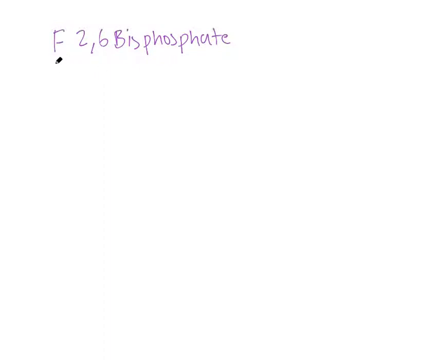So what's the difference between fructose 2,6-bisphosphate and fructose 1,6-bisphosphate? Well, the only difference is that the phosphate group is on the number 2 carbon in fructose 2,6-bisphosphate. It's on the number 2 and the number 6, and in fructose 1,6-bisphosphate, the phosphate group is on the number 1. Well, how is this regulated? Why do we even want this?